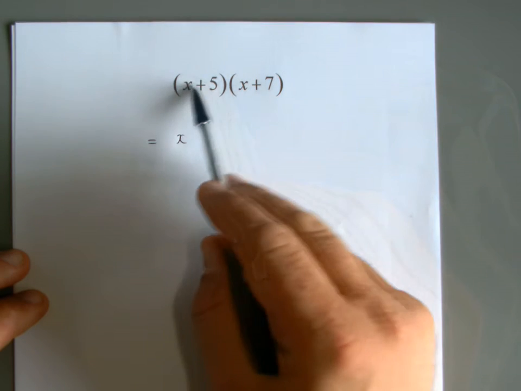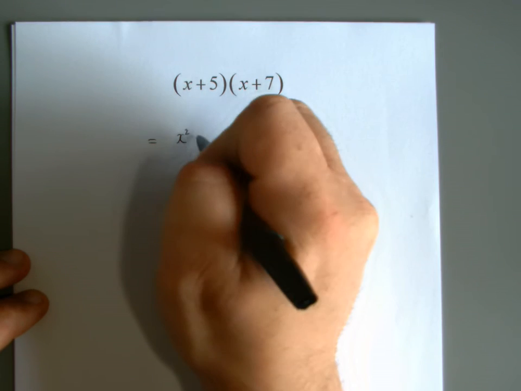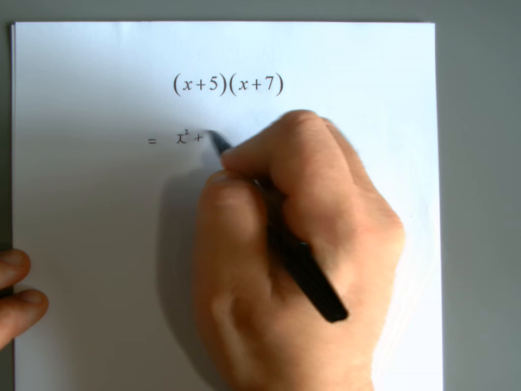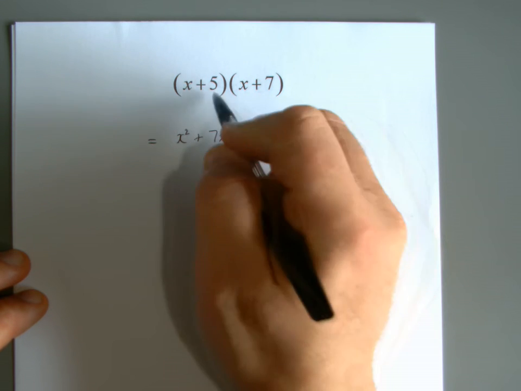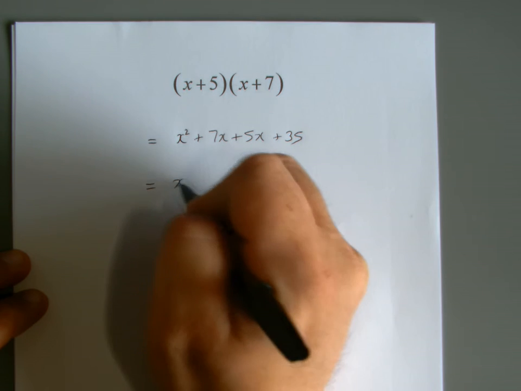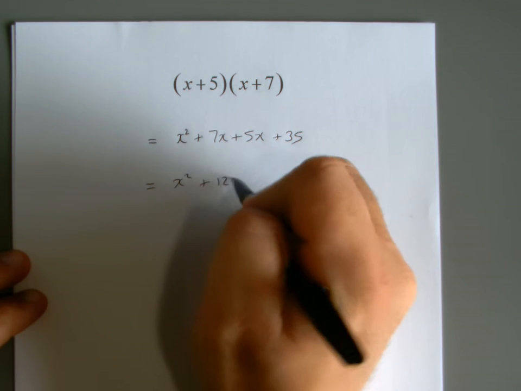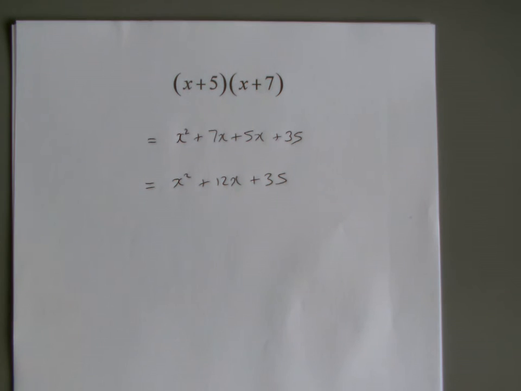We're all used to doing this, something like FOIL. So firsts: x squared, the outers 7x, the inners 5x, the lasts then 5 times 7 is 35. So we get x squared plus 12x plus 35. Okay, so in a moment we're going to have quadratics like this and we're going to factorize them.